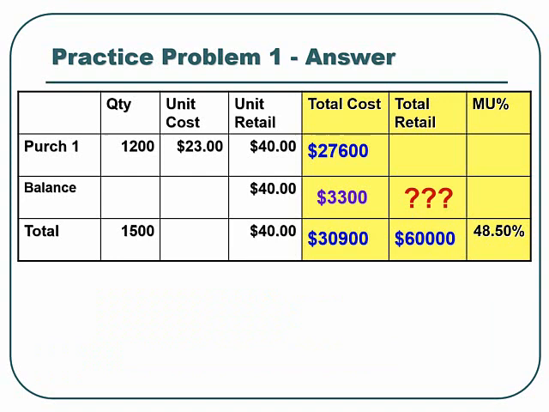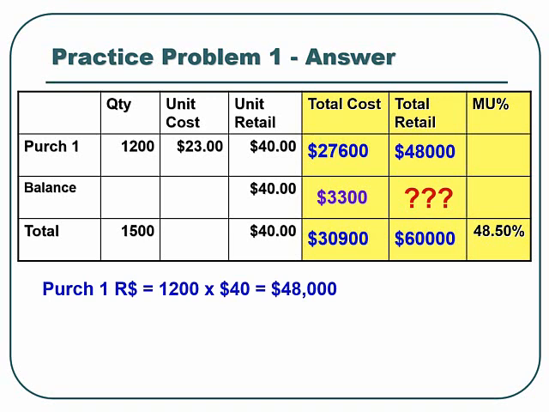So now let's try to calculate the retail balance, retail dollar for the balance. Okay, since we already know the total retail for total as $60,000, we can calculate the retail for balance if we know the total retail for purchase one, right? Which we can calculate easily here. Since for purchase one we have 1,200 units for the unit retail of $40. So 1,200 times $40 will be $48,000 for the total retail value of purchase one.